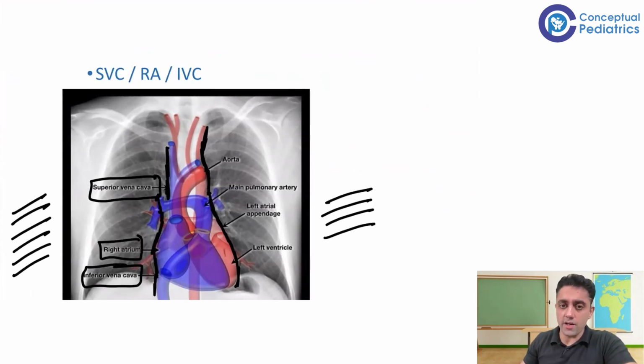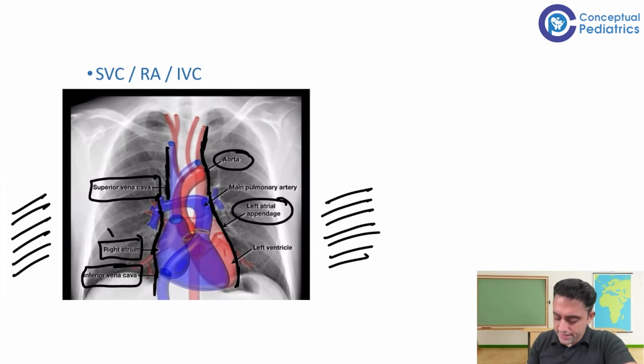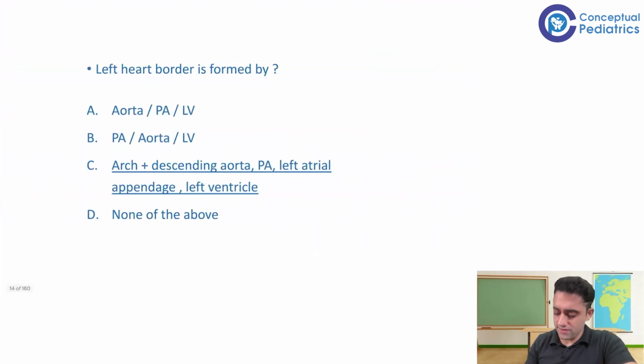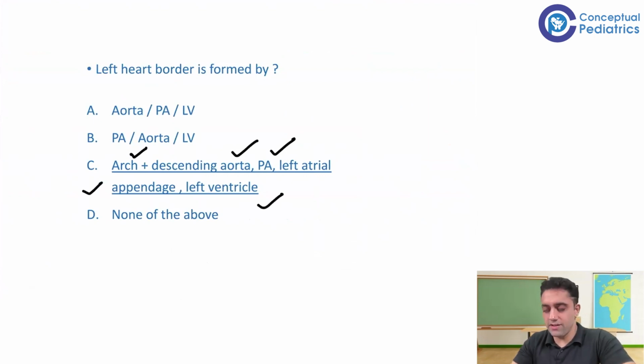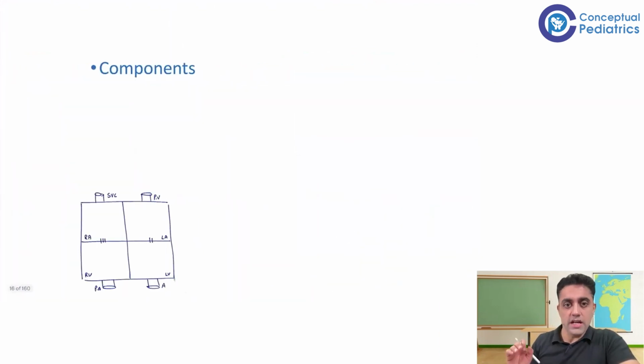What about the left heart border? Now, on the left heart border, I can appreciate the aorta and the left atrial appendage, because on this side we have the right atrium, so this side will have the left atrium. The best answer for this question: arch of aorta, descending aorta, pulmonary artery, left atrial appendage, and left ventricle. Finish.